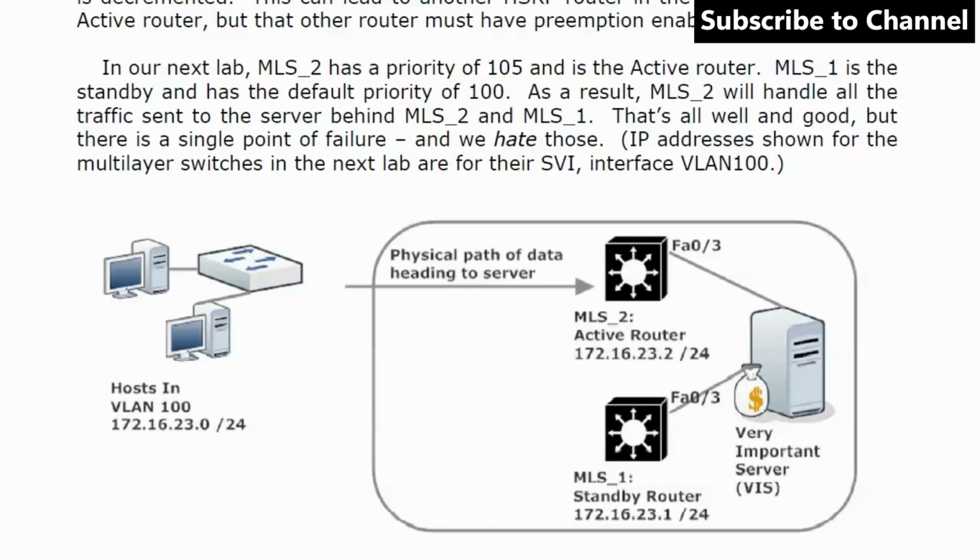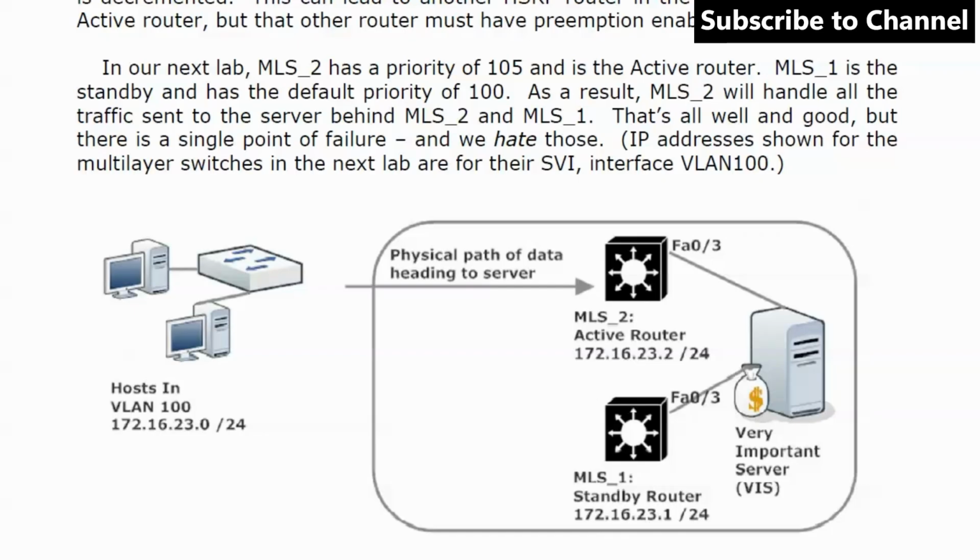Well, there's nothing really wrong with that, but there is a single point of failure, and it might not be the one you're thinking about that could cause some trouble. And again, the IP addresses shown for the multi-layer switches in this lab are for their SVI for interface VLAN 100. The problem here is that if Fast Ethernet 3 on switch 2 fails, the hosts in VLAN 100 can't get to the money bag server or whatever server we've got back there. But by default, that Fast Ethernet port going down is not going to affect HSRP in any way. It's not going to bother it at all. So what we're going to do is change that default a little bit and put some tracking on there.